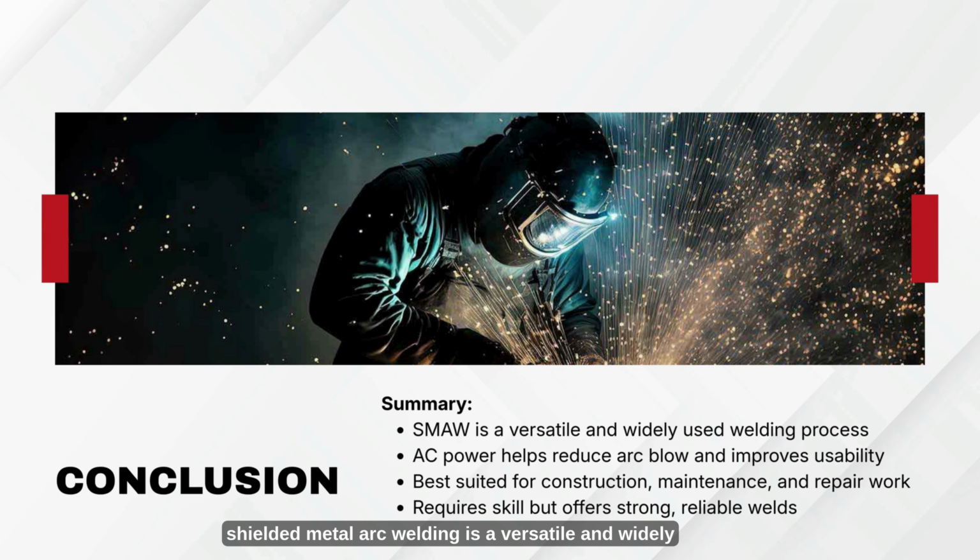In conclusion, shielded metal arc welding is a versatile and widely used welding process. The use of alternating current helps reduce arc blow and improves usability in many welding situations. With proper skill and technique, SMAW using AC can produce strong and reliable welds.